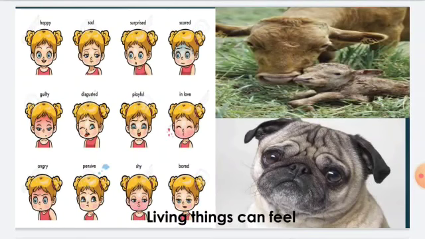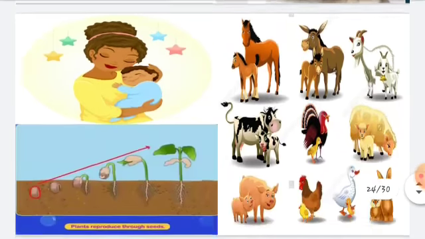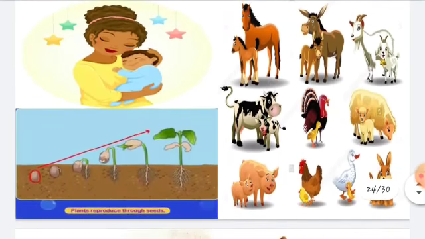On the next slide, you can see the living things can feel. They can feel happiness, sadness, and different moods. Here again you can see the young ones with their adult organisms, which is again showing us the growth pattern in them.